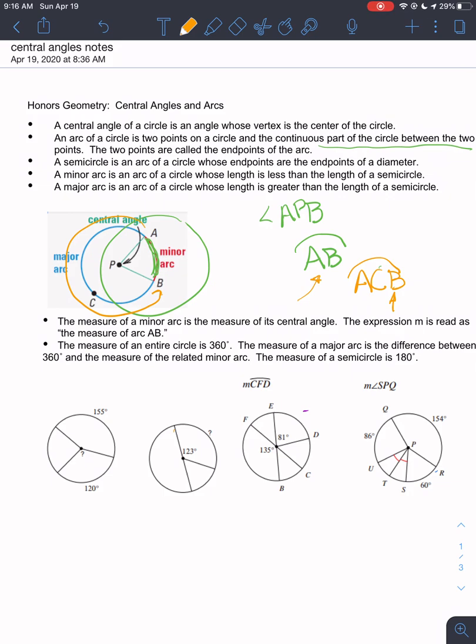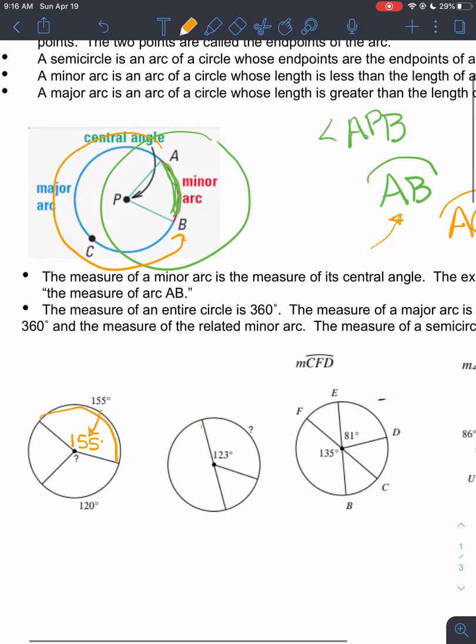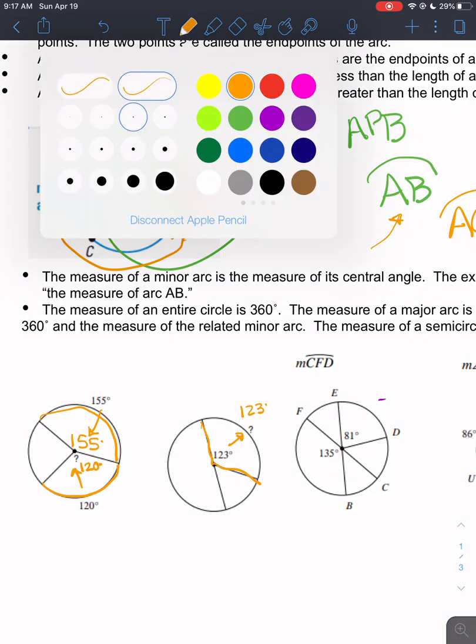So the example we have down here, we're given a 155-degree arc. We know that that means the central angle is also 155 degrees. So this arc, they're telling us, is 120 degrees. So we know the central angle is 120 degrees. The example we have here, they're asking us for the measure of this arc, and they're giving us the central angle is 123 degrees. Therefore, we know the arc is 123 degrees.